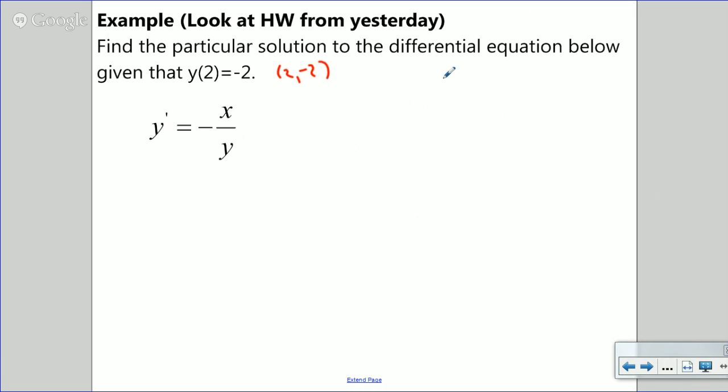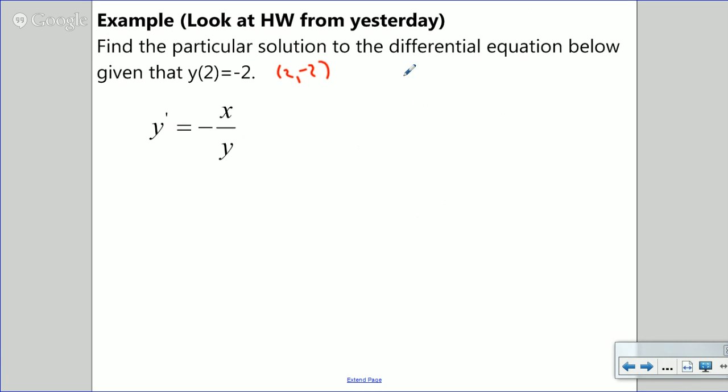Okay, before we get started, would you take a look at your homework from yesterday when you had to draw the slope fields? Didn't you have one like this that said y prime, or maybe dy/dx equals negative x over y? If you look at that, what does it look like? What kinds of shapes does it look like you made?